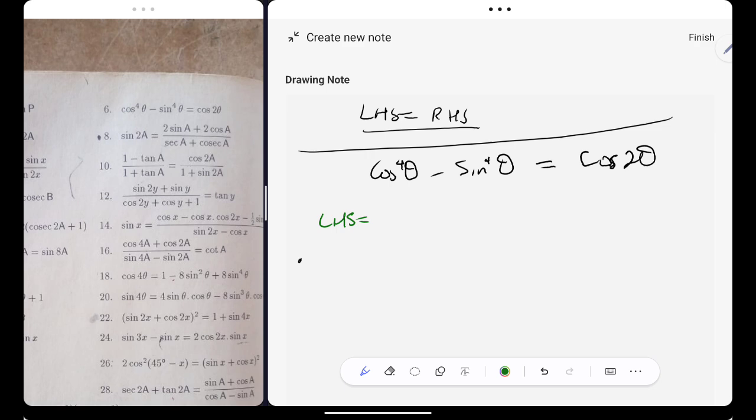Okay, I see a difference of two squares there on the left hand side, so I can simply factorize this thing. The square root of cos to the power 4 theta is cos squared theta. The square root of sin to the power 4 theta is sin squared theta. Then I have minus and plus. Please note that I have cos squared theta minus sin squared theta.